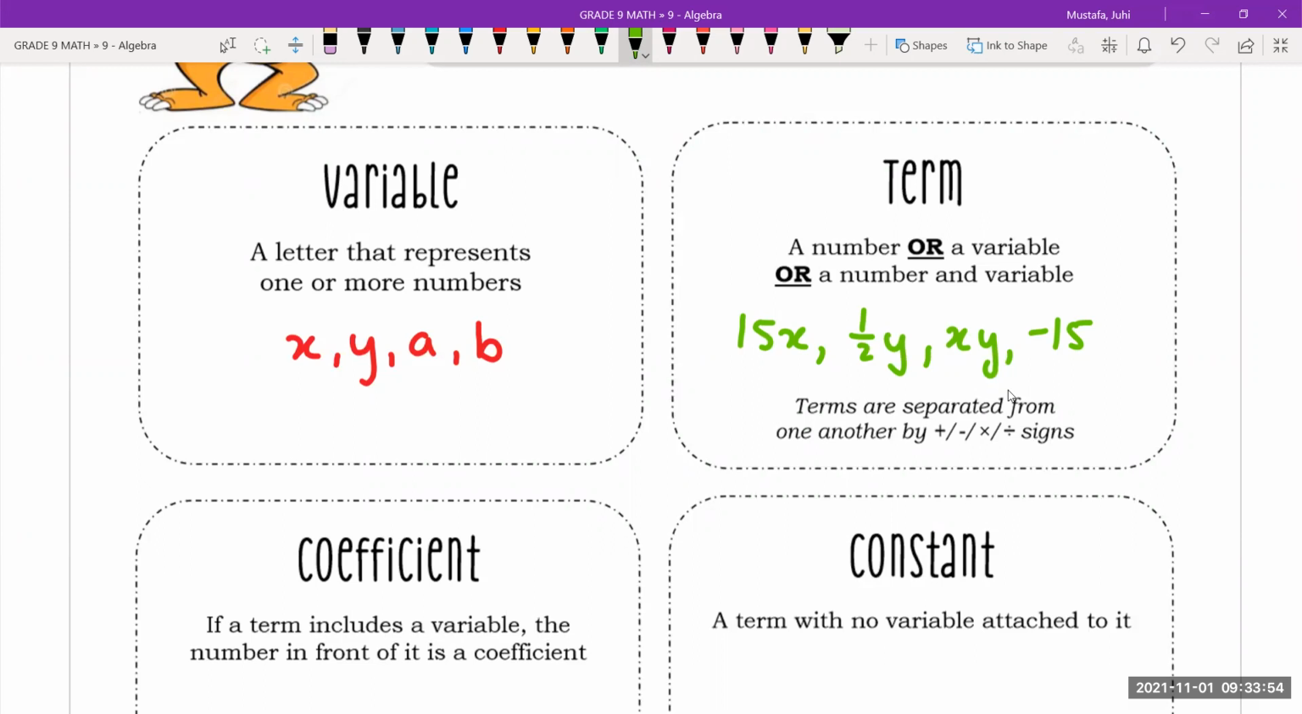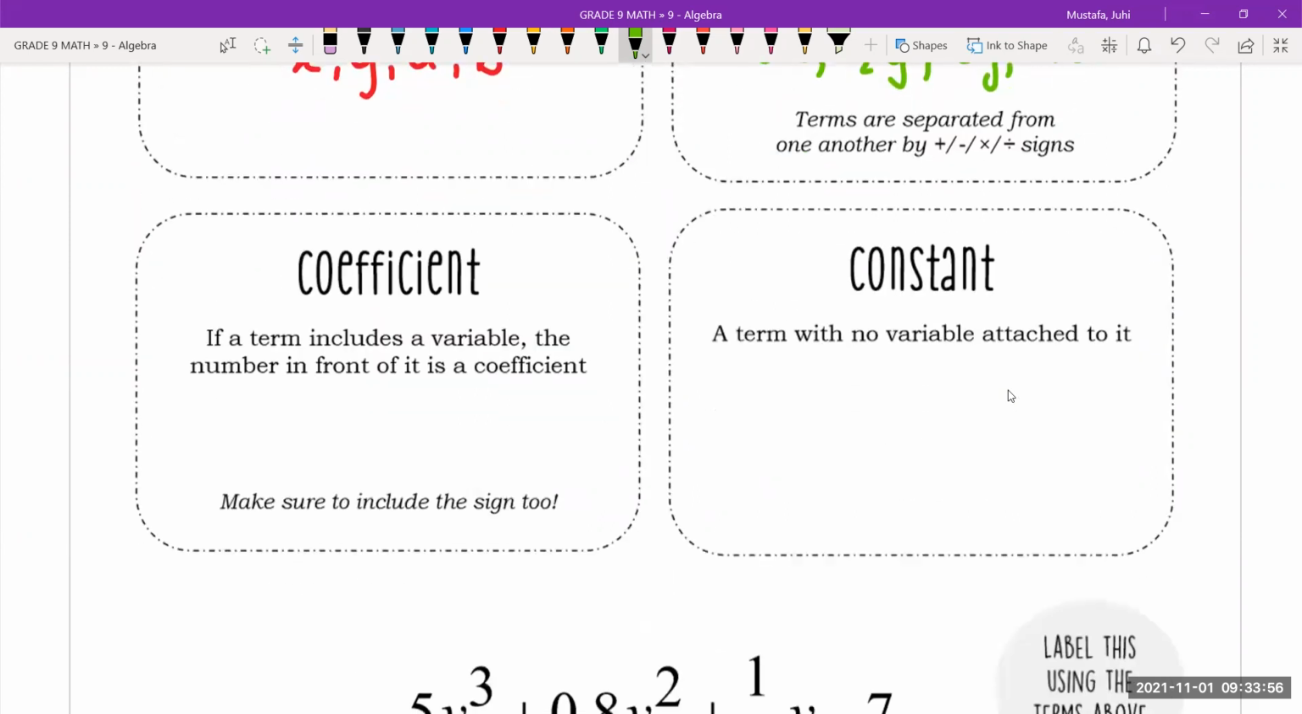Any questions about that? All right, what is a coefficient? Does anyone know what a coefficient is? Coefficient? If a term includes a variable, the number in front of it is a coefficient. Make sure to include the sign too.